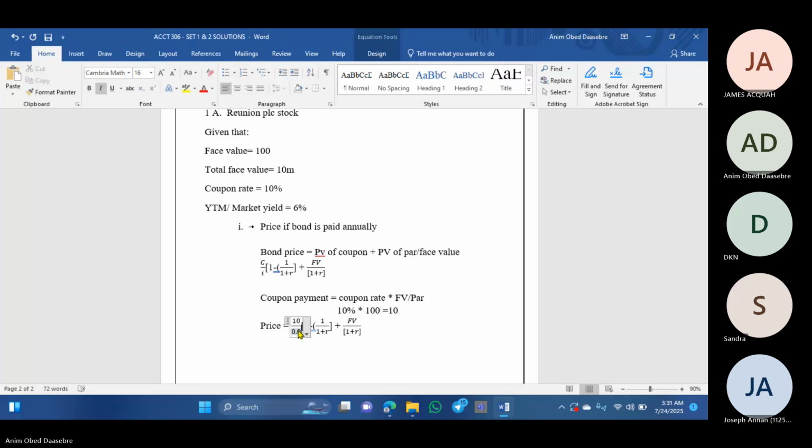0.06. The face value is 100. 0.06. And then the n is also raised to the power 10 years.